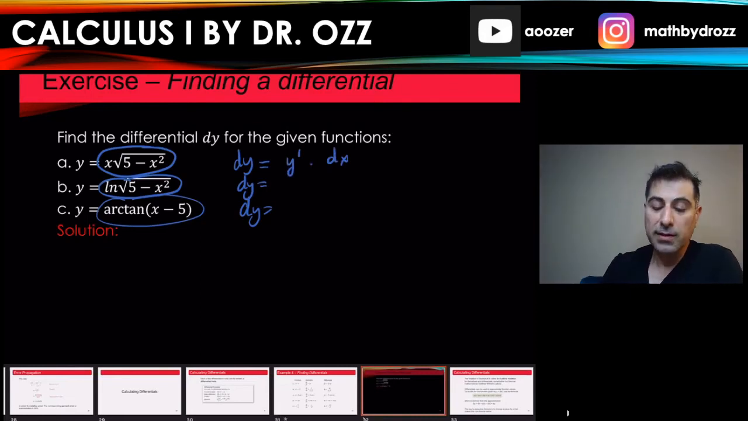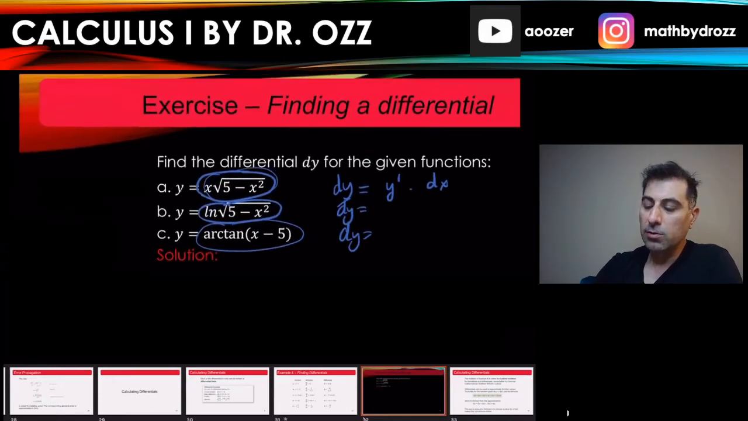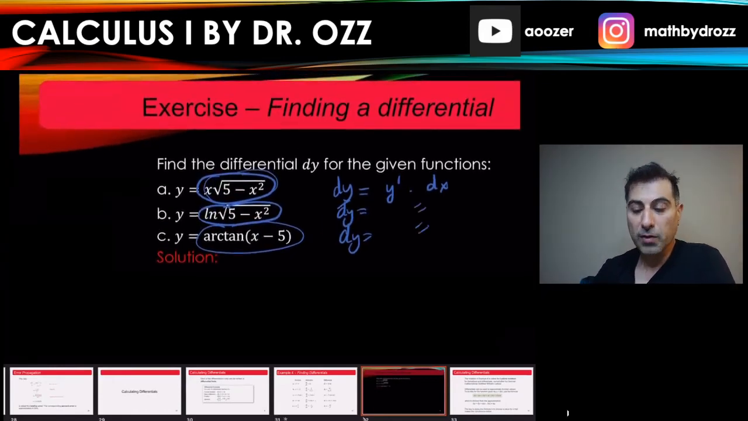So you're just going to find the derivative of this by using the basic differentiation rules, and multiply that by dx, and then you will do the same thing for the others as well.